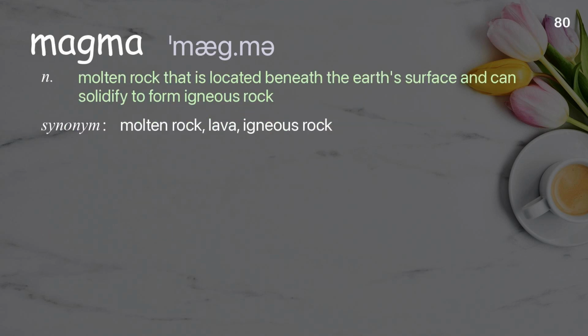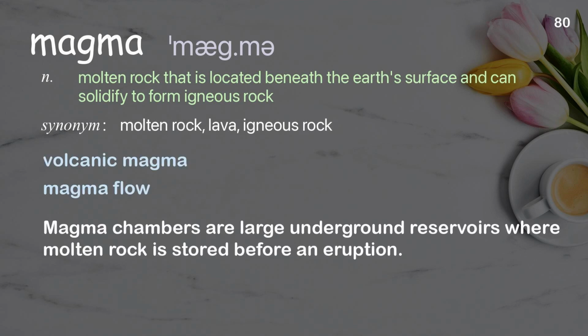Magma. Molten rock that is located beneath the Earth's surface and can solidify to form igneous rock. Examples: Volcanic magma, magma flow. Magma chambers are large underground reservoirs where molten rock is stored before an eruption.